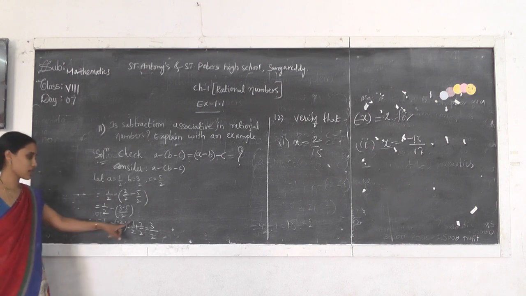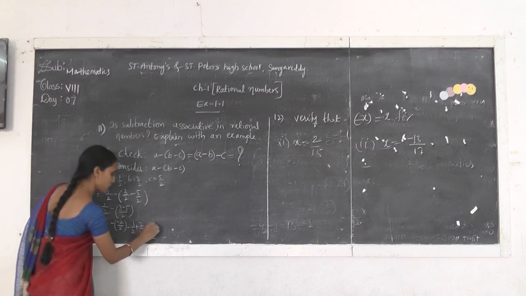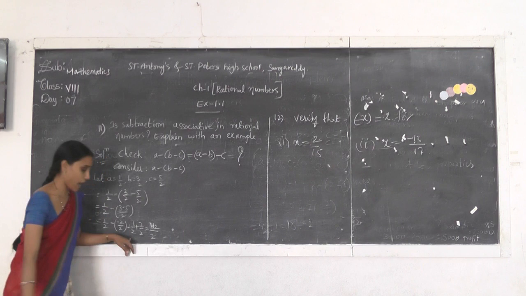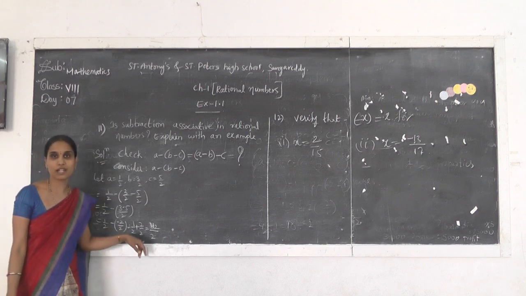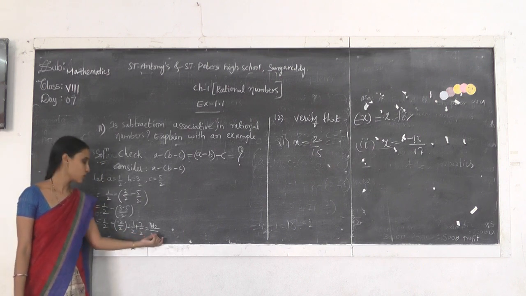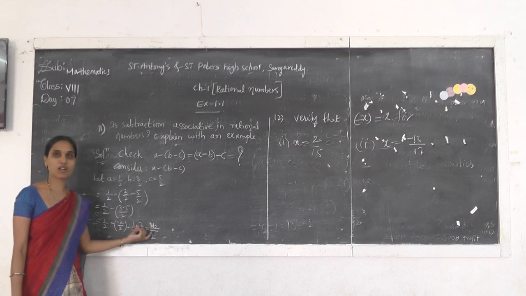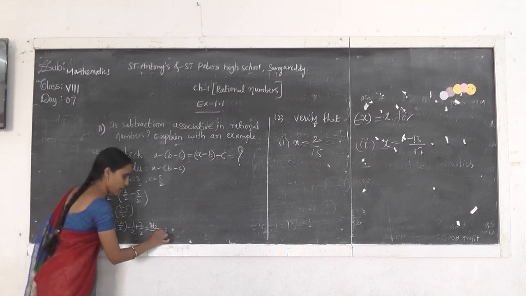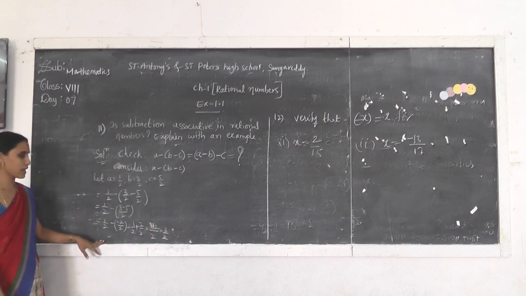We got the answer as 1 plus 2 by 2. Don't add these two denominators. Don't write 2 plus 2. We should write 2 as it is. What is the numerator? 1 plus 2, that is 3 by 2. So the answer we got is 3 by 2. This is the left hand side.